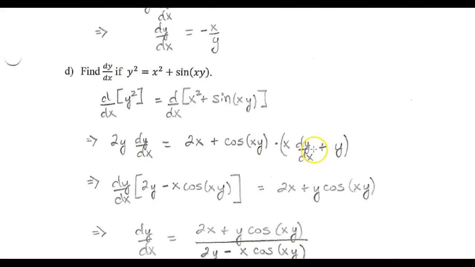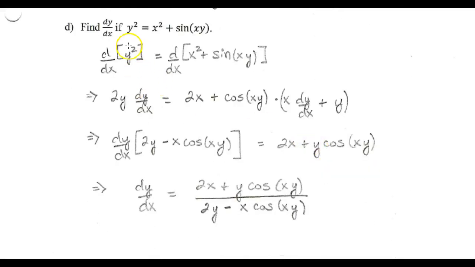Okay? And then the last one, dy/dx, if y squared equals x squared plus sine of xy. So I take the derivative of both sides with respect to x, right? y squared equals x squared plus sine of xy is the derivative of y squared equals the derivative of x squared plus sine of xy. So the derivative of y squared, I got to use the chain rule. 2y times the derivative of the inside, which is dy/dx. The derivative of x squared is 2x.